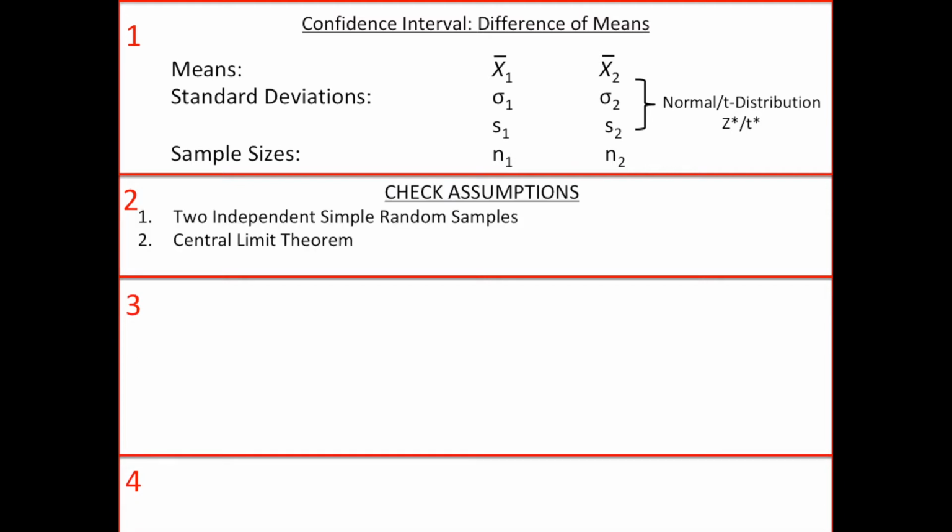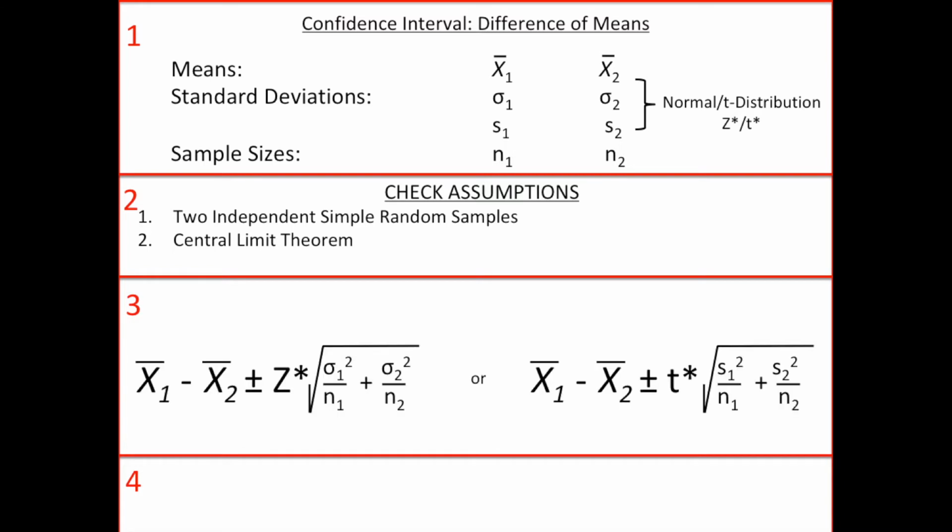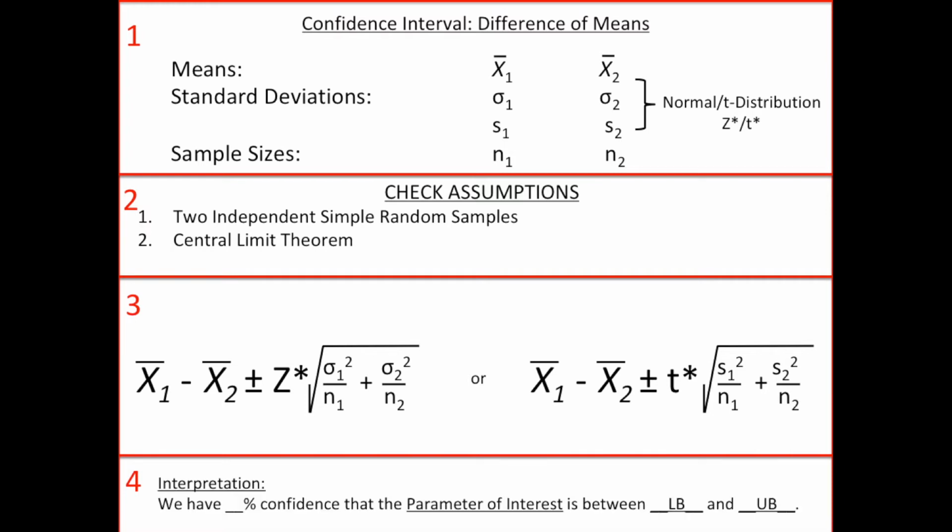You then need to check the assumptions for the problem, and when you move forward, you're either going to use the formula with Z star or the formula with T star, depending on if you have a population standard deviation or an unknown population standard deviation. And then we interpret our results as we have before. We say there's some % confidence that the parameter of interest is between the lower and upper bound.